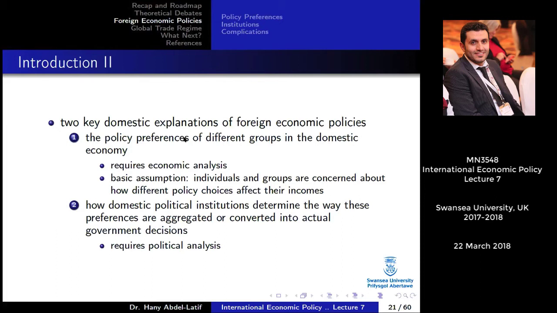Okay, so first we look at preferences: what different groups prefer, and this is purely based on economic analysis. In general, you can assume that individuals and groups are concerned with how policies affect their incomes. So if there is a negative impact on you because of a certain policy, we would expect you to be against that policy. This is a very general rule of thumb, so just think about it that way. This is the sort of economic analysis we'll be thinking of when you look at trade or any other foreign policy. But preferences need to be translated into policies, and this has to be through institutions. So you need to understand how institutions work in a certain context if you were to analyze any economic policy.